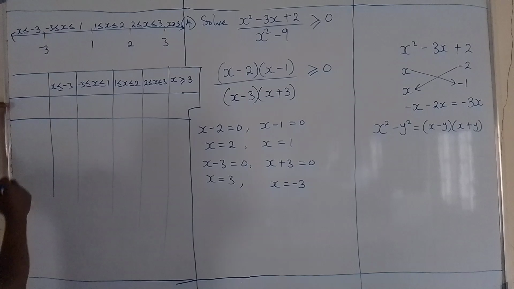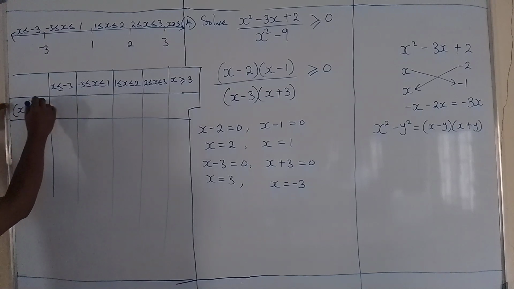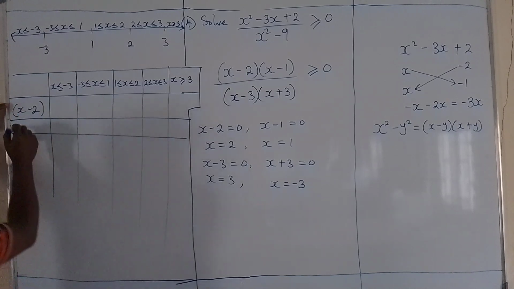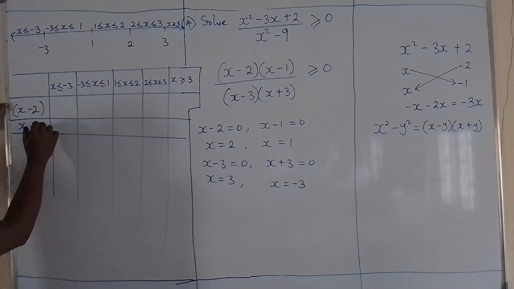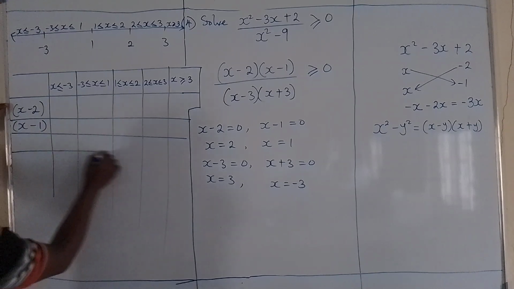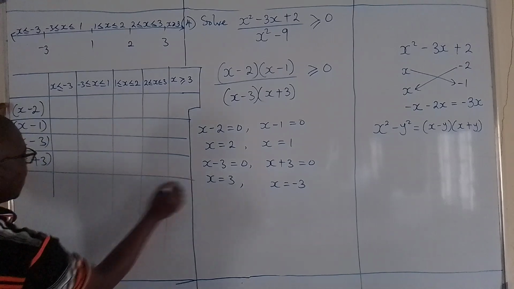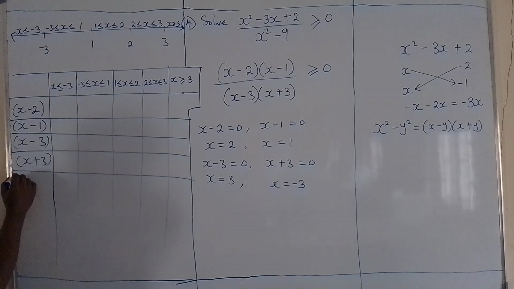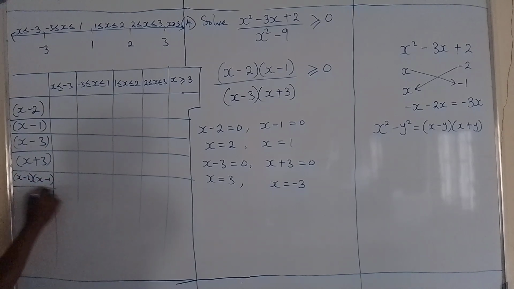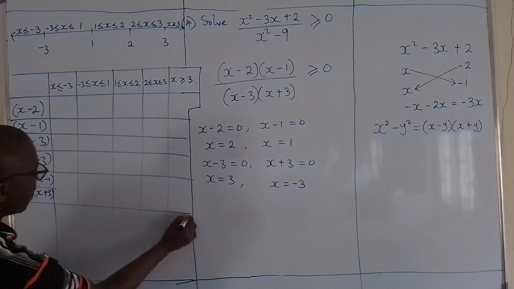So for the numerator we have x minus 2. We also have x minus 1. Then for the denominator we have x minus 3. We also have x plus 3. And then combining the two: numerator x minus 2, x minus 1, denominator x minus 3, x plus 3. Okay, let's see what happens.